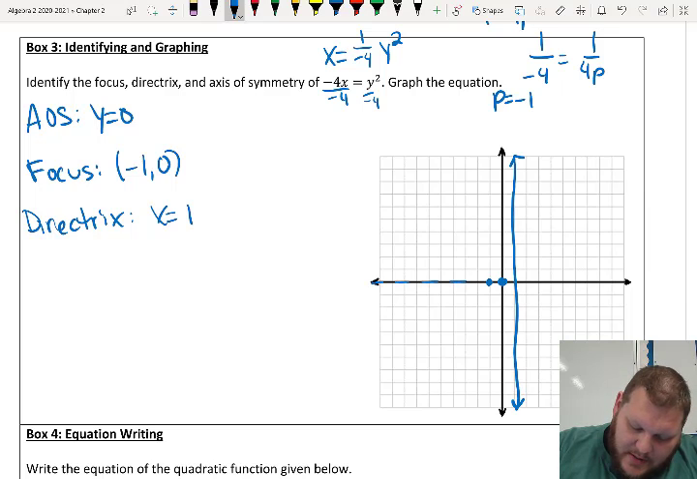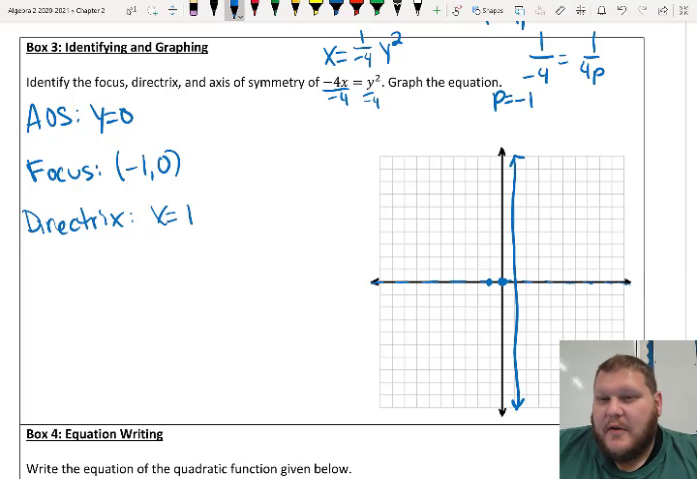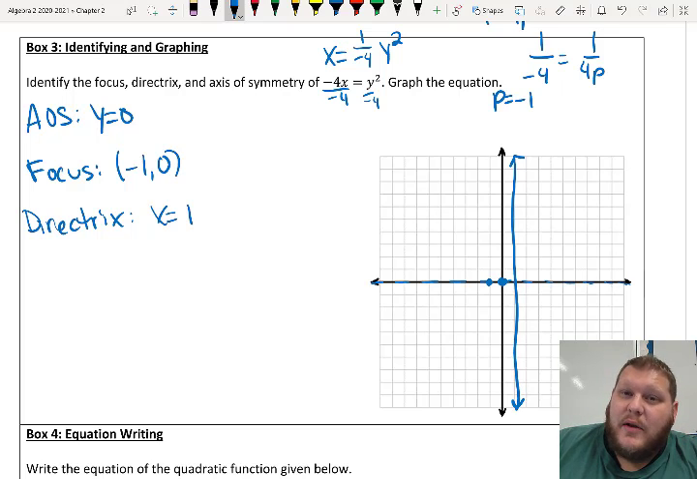My AOS was y equals 0. So I've got that going for me. Now for these, I don't necessarily need 5 points, but I do need you to find at least 2 others, right? 1 on each side, so I know the general shape of it, whether it's steep or narrow.